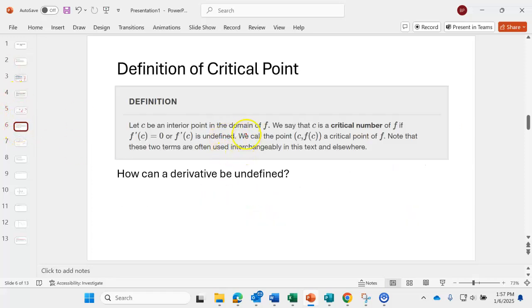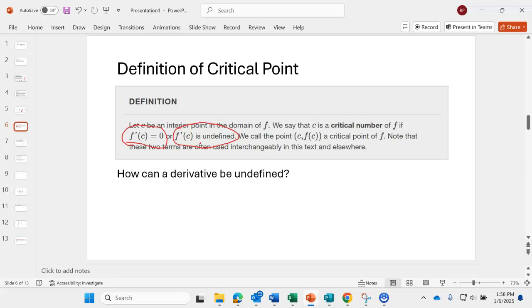So here's our definition of a critical point. If c is an interior point of the domain, meaning c is somewhere in the domain, we call c a critical number if the derivative at that point is 0. If the derivative at that point is 0, that is a critical spot. Or if the derivative is undefined for some reason. So for example, if it turns out to be a fraction with 0 in the denominator, or something else funky goes on, causing the derivative to be undefined at that spot, it would also be a critical number.